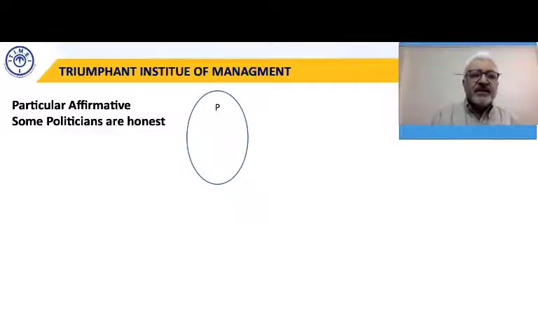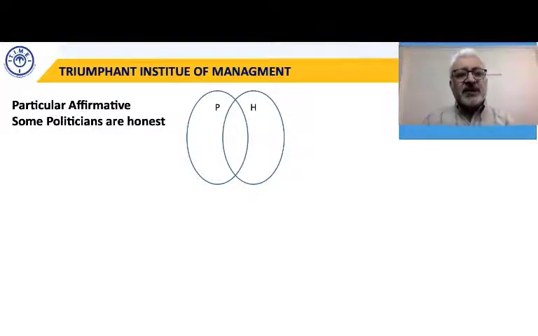This is representing all politicians. Can I take all into consideration when I am talking about some? Therefore, what I will do is take honest people, but only overlap partially with the politicians. Some politicians are honest means there is an overlap between honest and politicians, but it is partial. Is it representing some politicians are honest? Yes, the honest category is partially overlapping the politicians. Therefore, this is a true representation of some politicians are honest.